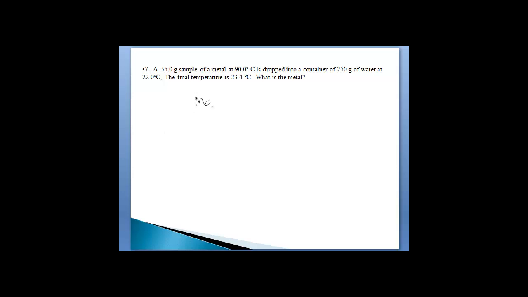Again, I've got my metal, so before I even write the problem, I'm going to set it up this way. I've got Q is equal to MC TF minus TI. So now I go through the problem and put in what I can put in. I've got a 55 gram sample of metal. So again, over here I've got 55 grams.